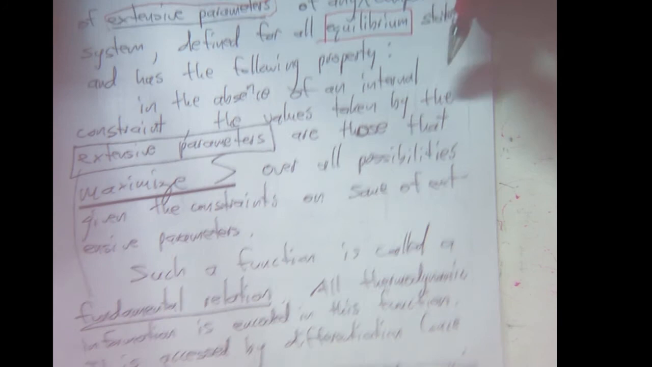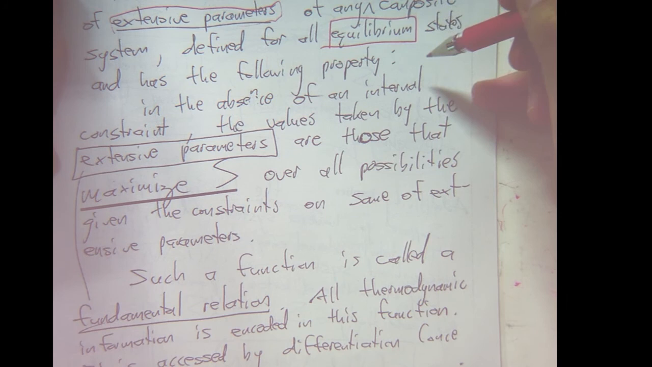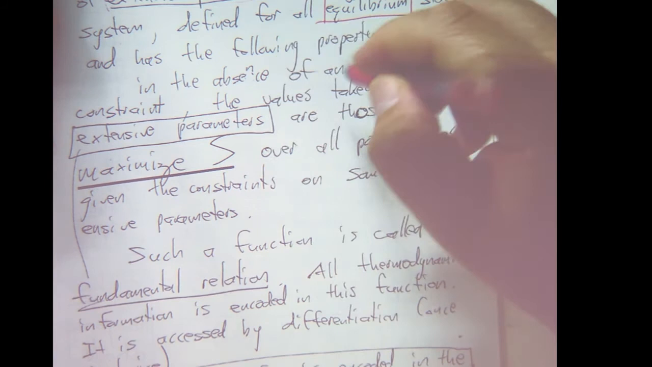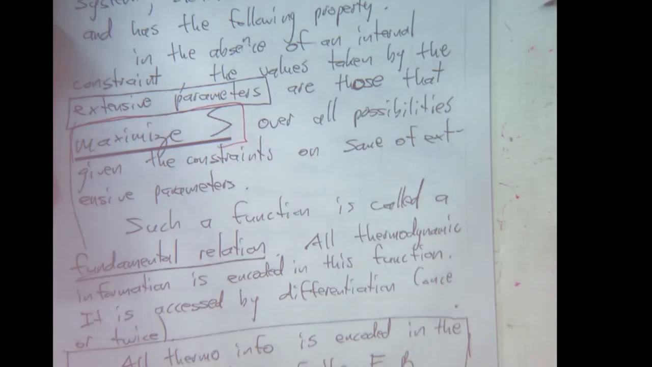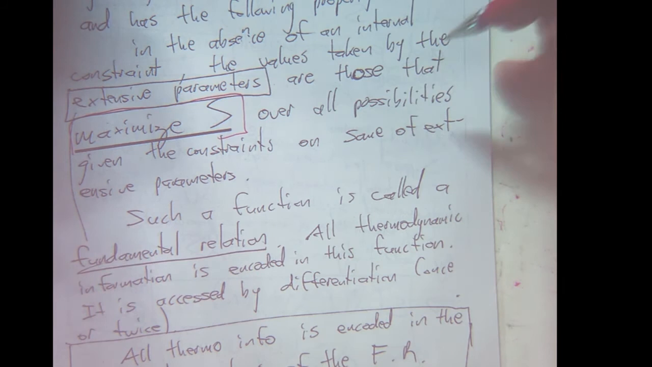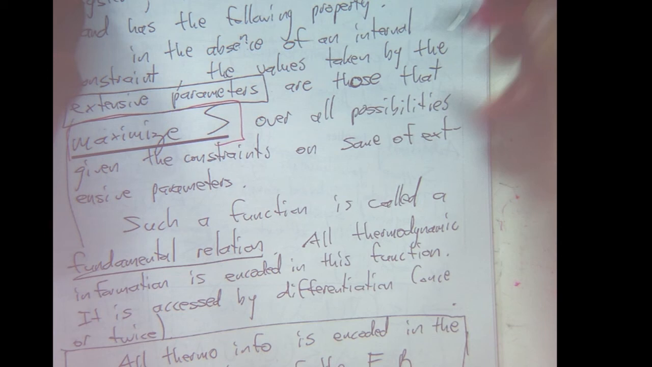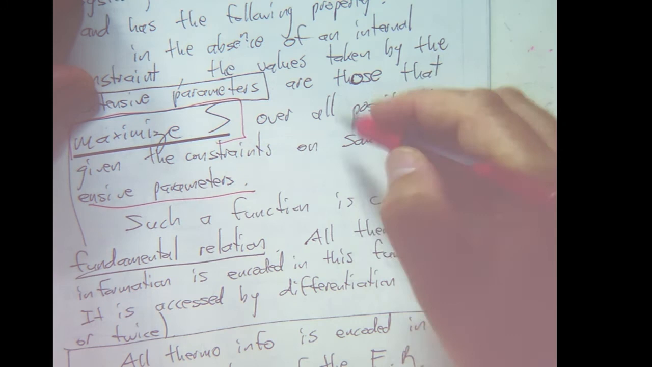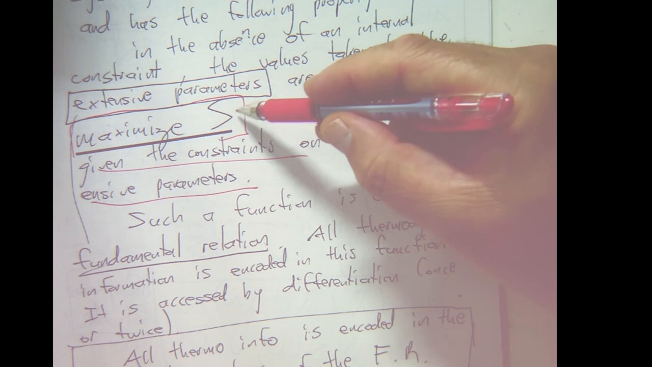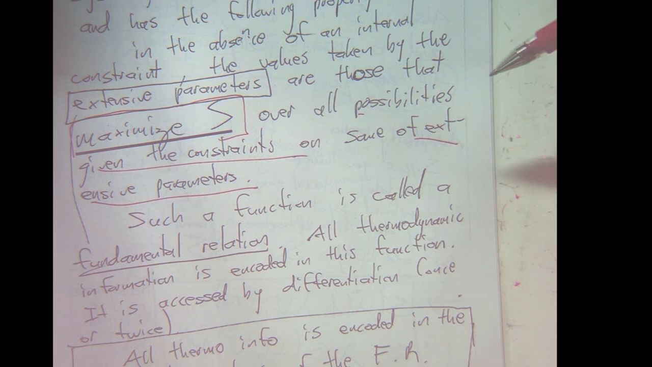In the absence of an internal constraint, in other words, when the internal constraint is taken away, the values taken by the extensive parameters are those that maximize the entropy over all the possible values, given the constraints on the system. So in other words, the entropy is maximum given what the extensive parameters can be. Such a function is called a fundamental relation.